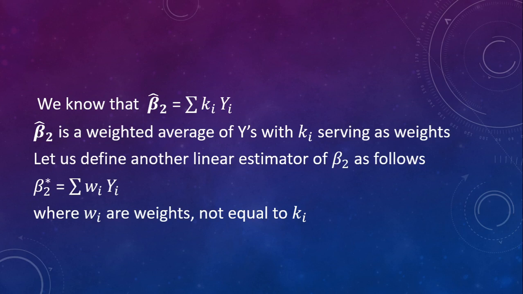Now let us define another linear estimator of beta 2 as follows. The new linear estimator of beta 2 is written as beta 2 star, and let us assume that beta 2 star is equal to sigma wi yi. We have already expressed beta 2 hat as sigma ki yi, and here we are defining another linear estimator beta 2 star, which is equal to sigma wi yi, where wi are also weights, not equal to ki.